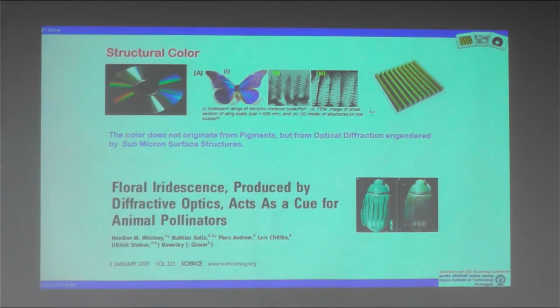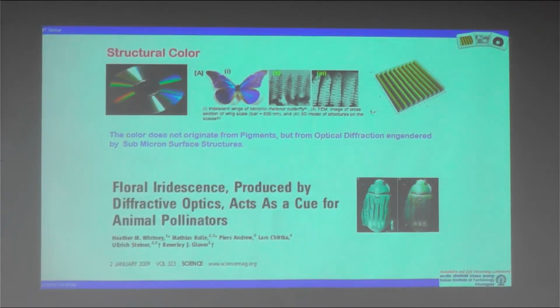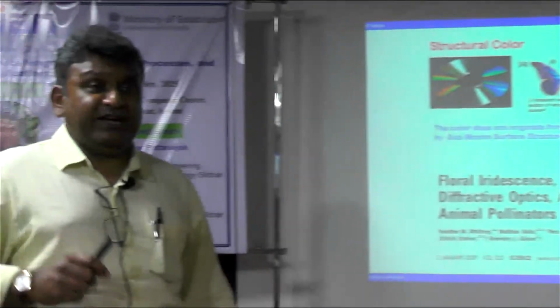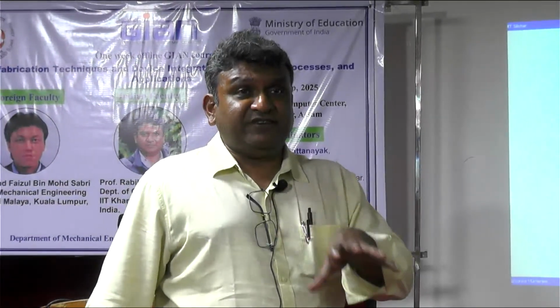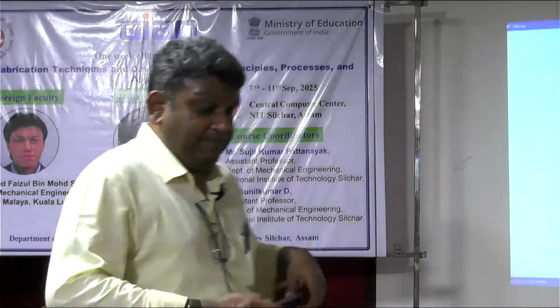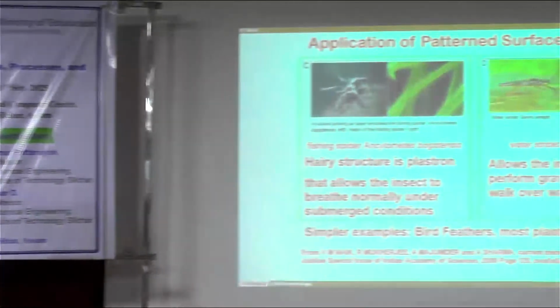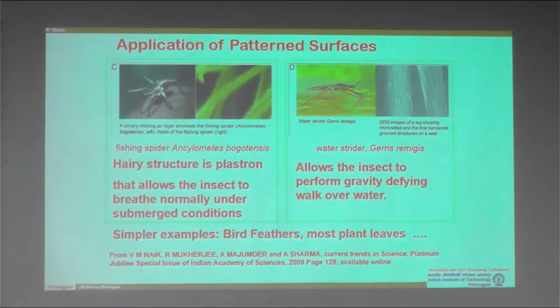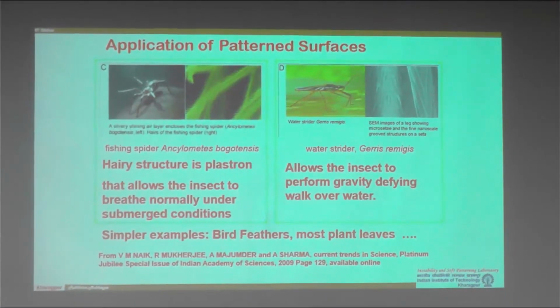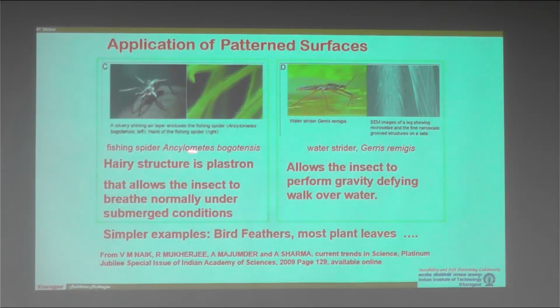In fact, it turns out there is some pioneering work by a group from Cambridge University which has shown that, while we all know from our basic biology lessons that insects have compound eyes, insect vision is not only compound eyes. They basically recognize a colored surface based on the structure that is present on them.